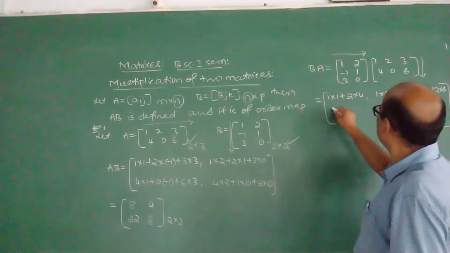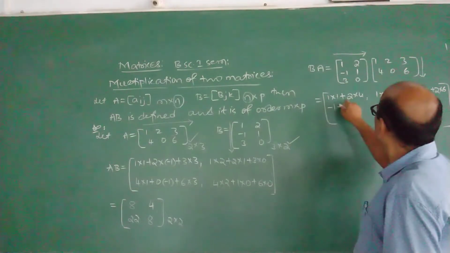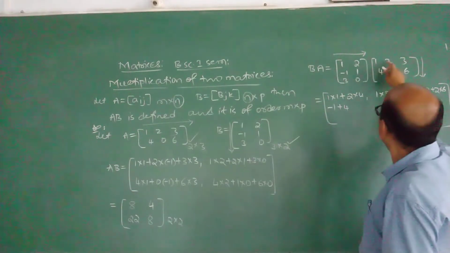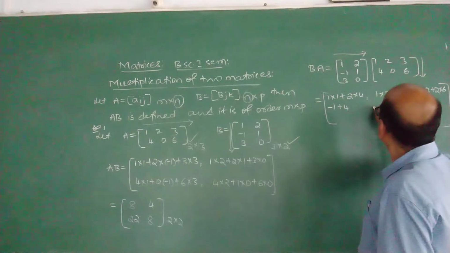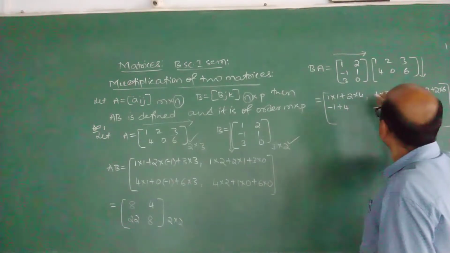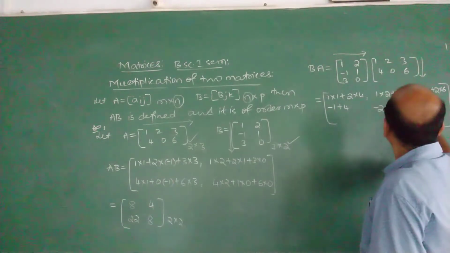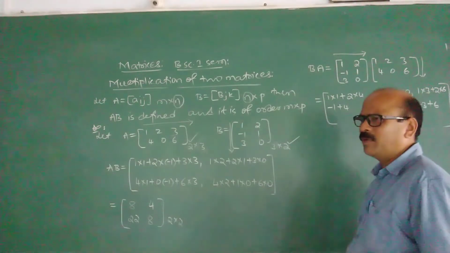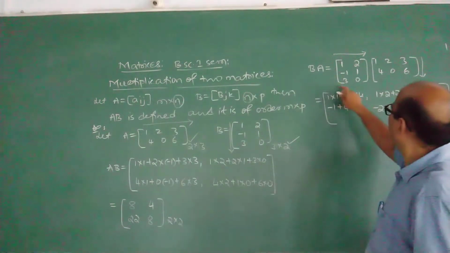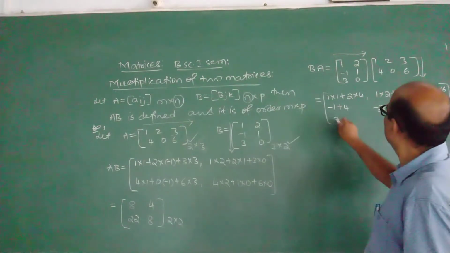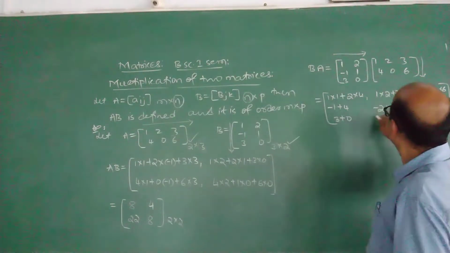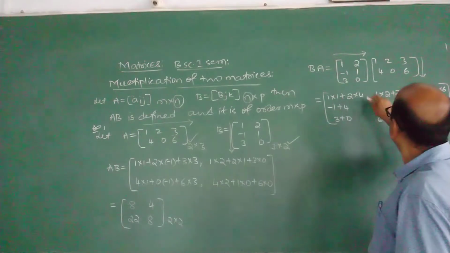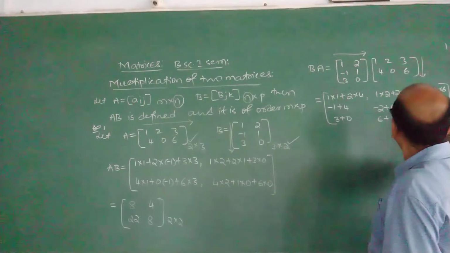Then second row, first column: minus 1 plus 4. Second row, second column: minus 2 plus 0. Second row, third column: minus 3 plus 6. I have taken some of the products directly here. Third row, first column: 3 plus 0, 6 plus 0, 9 plus 0.